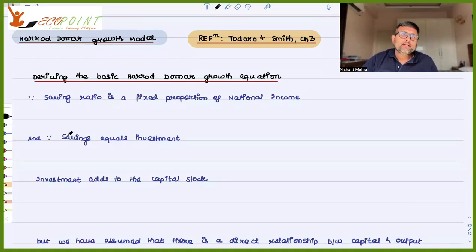In yesterday's class, we discussed the assumptions of the Harrod-Domar model, and we've also understood the intuition behind each of these assumptions. Now we're going to derive the basic equation of the Harrod-Domar model.